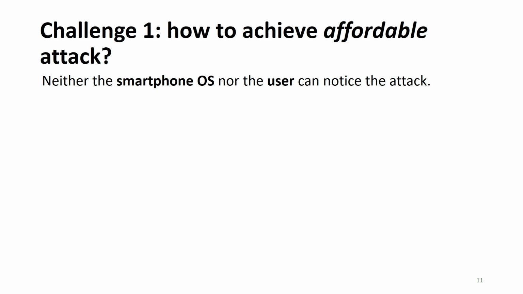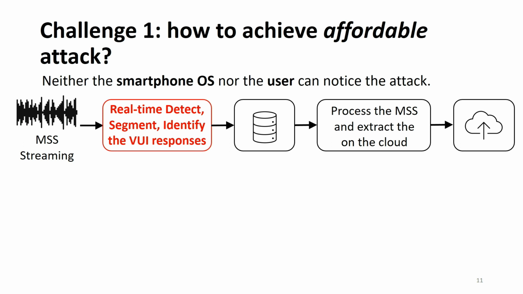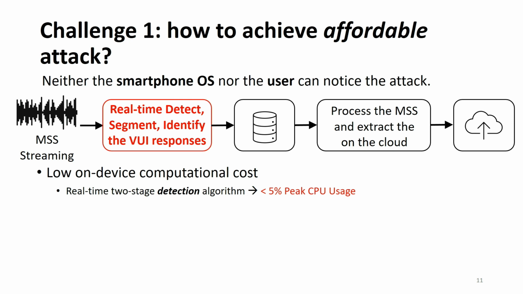The first challenge is how to achieve an affordable attack, which means neither the smartphone OS nor the user can notice the attack. So we design an attacking pipeline with very low overhead. We make sure we only need low on-device computational cost to detect the motion sensor signals induced by the voice command reply. And we also design a lightweight voice identification model to identify these motion sensor signals.